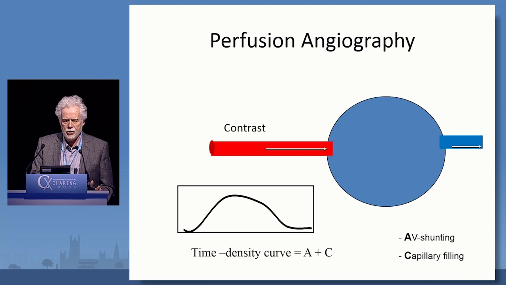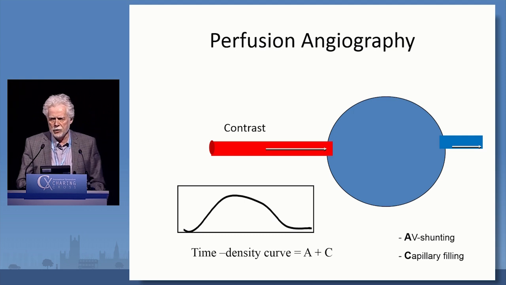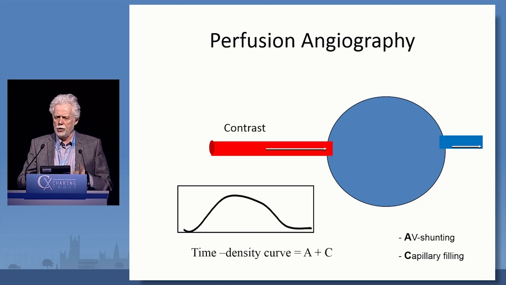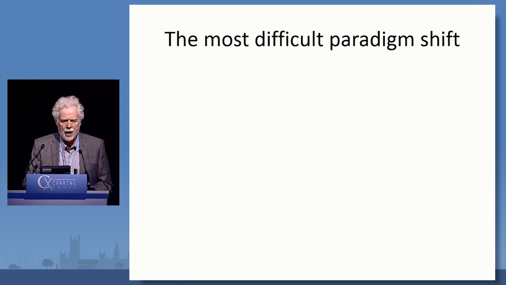So perfusion angiography is nothing more and nothing less than time density curves in a 2D summation, and you use the original angiographical data for that. You don't have to give any extra contrast, any extra radiation. It's just the information you already have there.